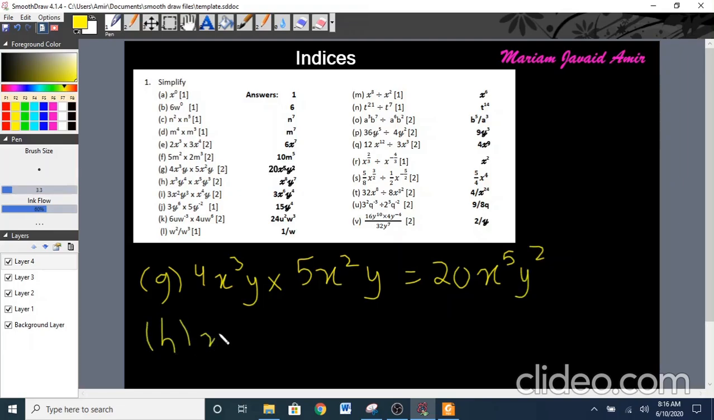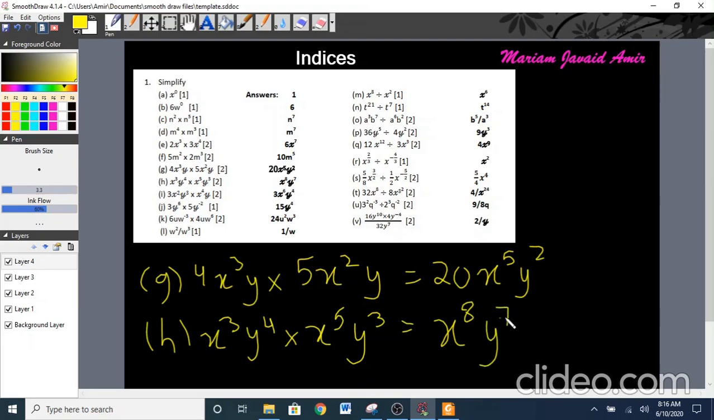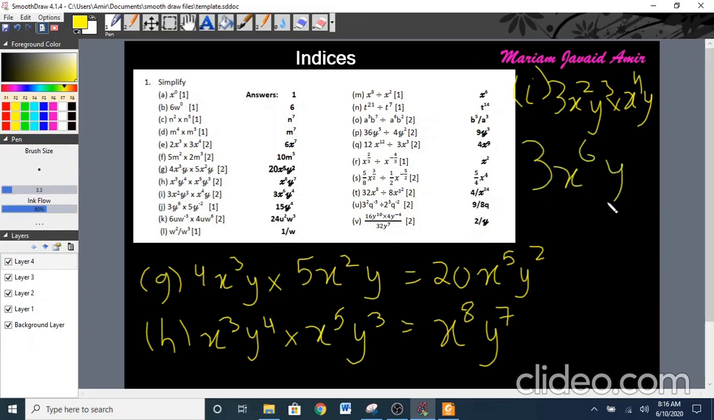Part H, x cubed y^4 times x^5 y cubed, which gives x power 5 plus 3, 5, 6, 7, 8, and y power 4 plus 3, which is 7. Part I is 3x squared y cubed times x^4 y. So again 3 times 1, there's a 1 over here, is 3, x power 4, 5, 6, and y power 4.